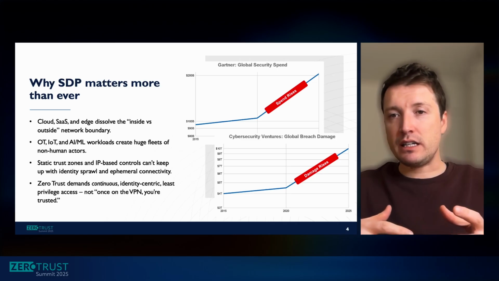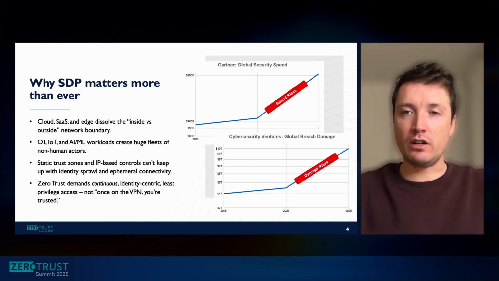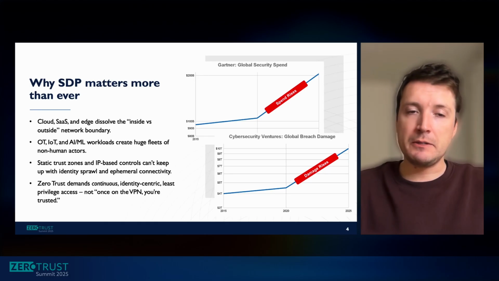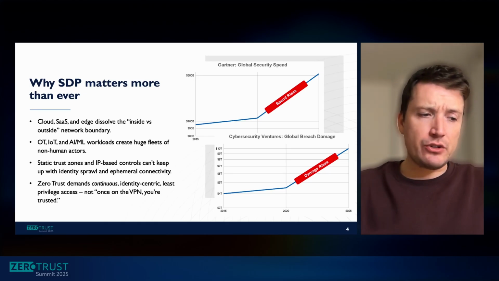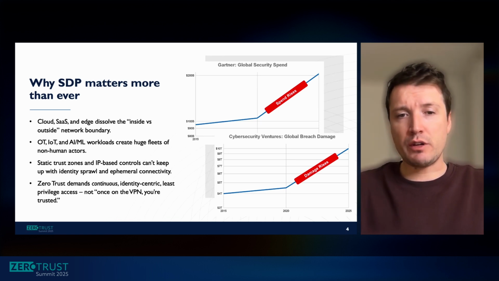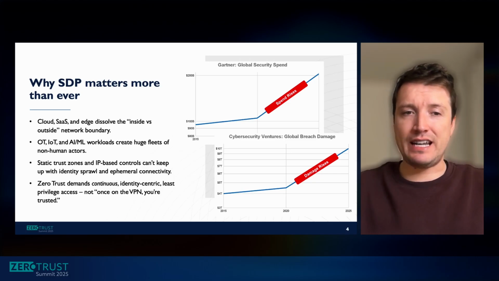And fundamentally, even though we're spending more on cybersecurity tools, the actual damage from these cyber attacks continues to go up and up. And so we need to double down on the objectives of SDP, on the objectives of zero trust, to ensure that we have less static based perimeter models and static based trust models.